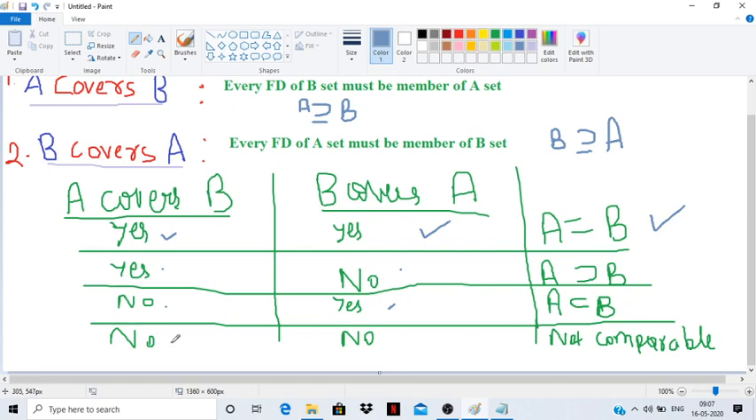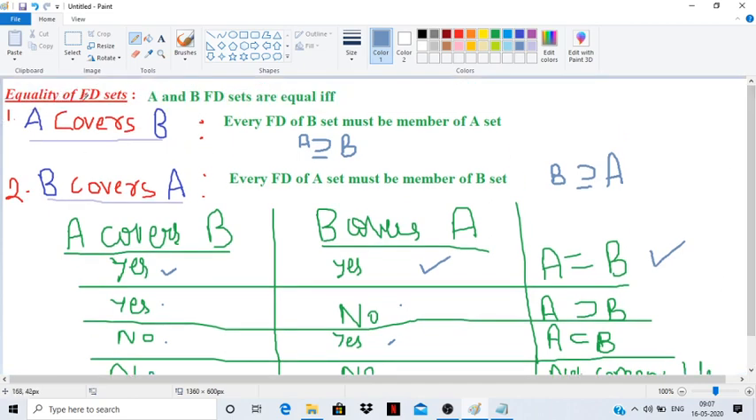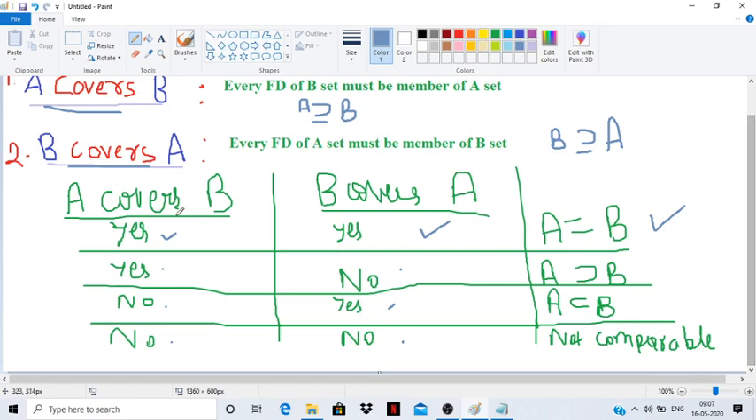And if both A covers B is false and B covers A is false, neither A is covering B nor B is covering A. This means both are not comparable. So for the equality of FD sets, first we have to find A covers B, then B covers A, and with this table we reach our final answer, whether A is equal to B, or it's a superset, or it's not comparable.